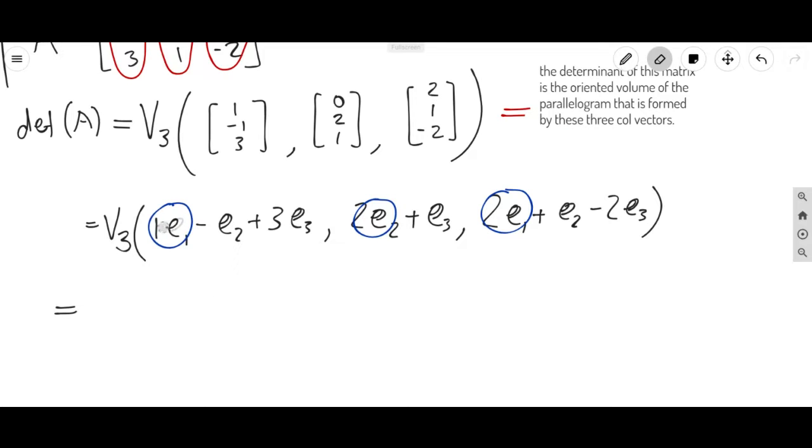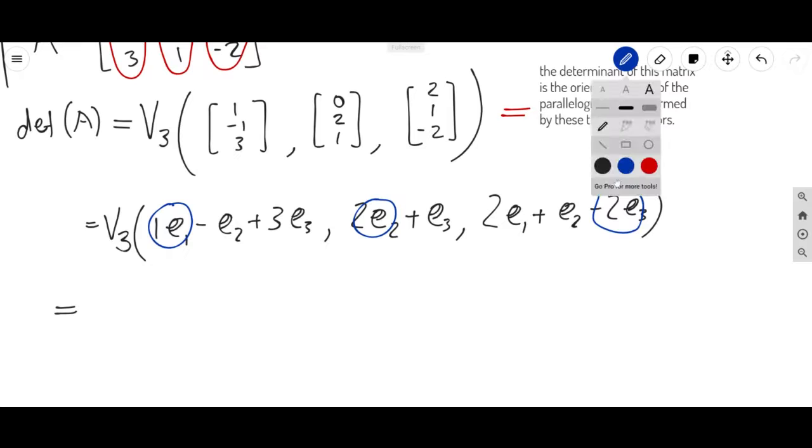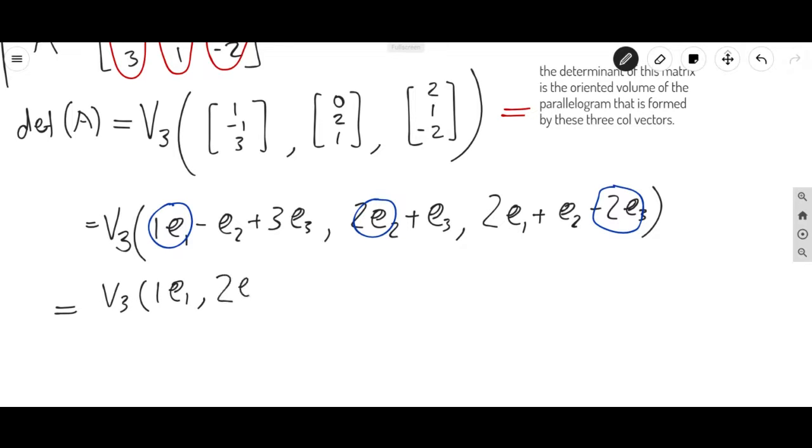So instead, we can take E2, but then we have to take E3. Then we have to choose this one. If we do it like that, we would end up getting V3 of 1E1, comma 2E2, comma negative 2E3. So that's one possible combination. Now there's another possible combination. So we put plus because we're using the distributive property. You think of this as a multiplication that distributes over several terms.